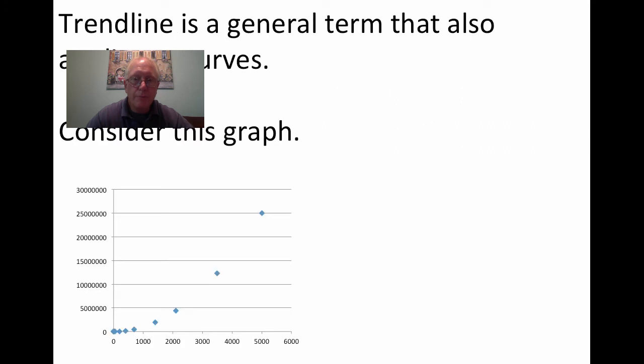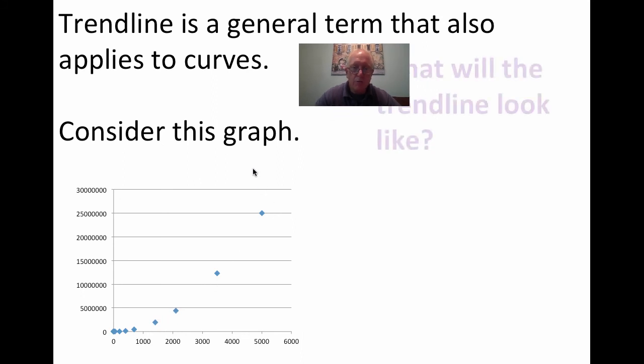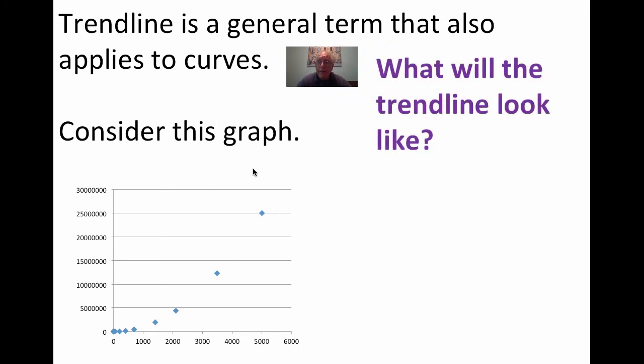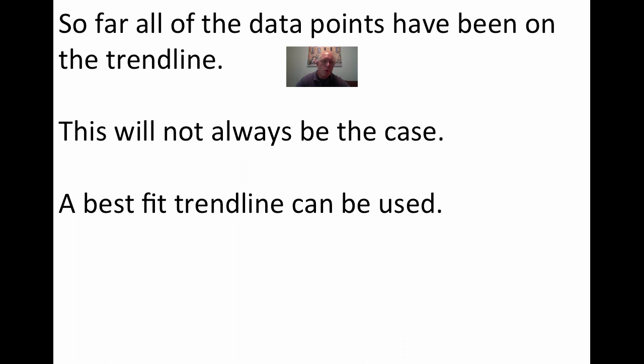Okay. Now, just to point out, trend line is a generalized term. It applies to curves also. And in this graph, the trend line would be like a curve, I guess, right? So it would look something like this. But trend line is used to talk about curves as well as the straight line. Okay. This time around, all of the points were right on a nice straight line. So connecting the dots worked out perfectly.